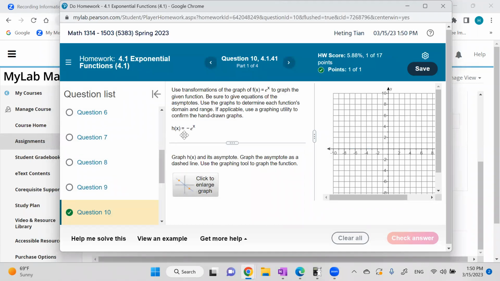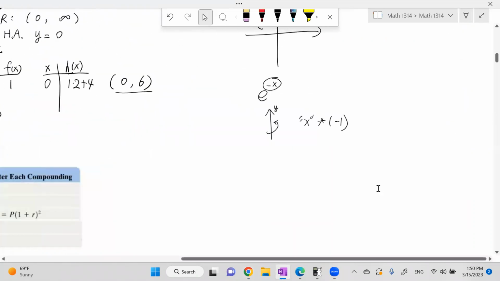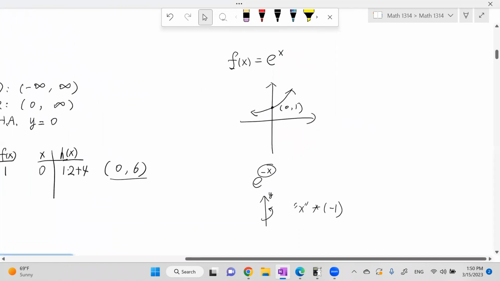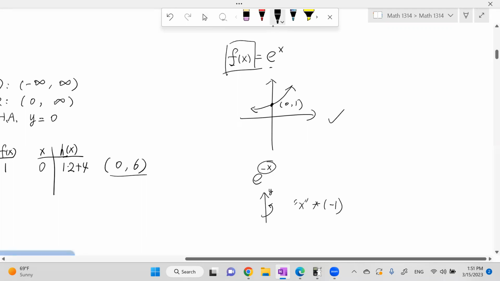So if we have h of x equals e to the negative x, we must know that the function f of x equals e to the x. We're having the graph like this. This is an increasing function because e is greater than 1. So it will pass through the key point 0, 1. And how about h of x? h of x equals e to the negative x.